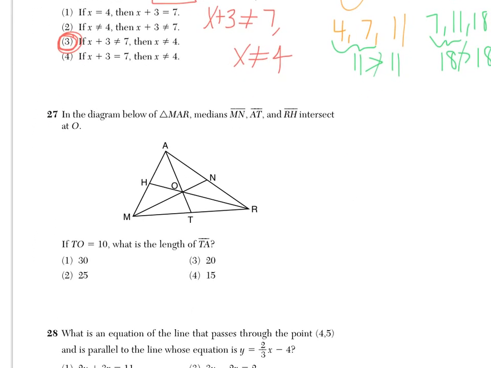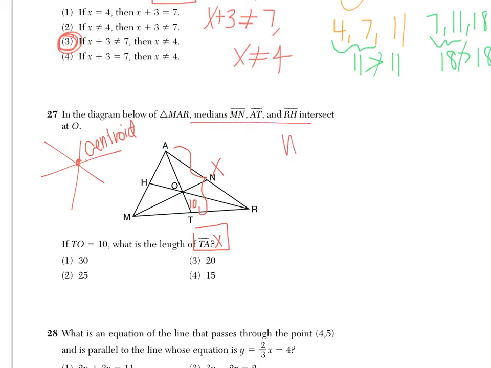Number 27 says, in the diagram below of triangle MAR, medians MN, AT, and RH intersect at O. If TO is 10, what is the length of TA? So I'm going to choose to call this x, box it in, call it x. So when we see three lines intersecting, they make this point called the centroid. And it's not just any three lines, it's the medians, because they're connecting midpoints. Medians intersect to make the centroid.